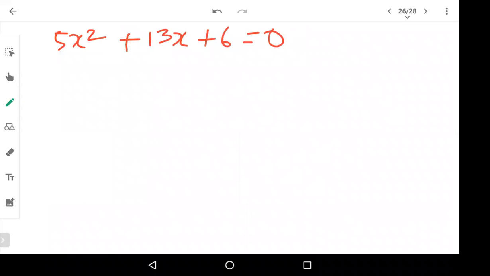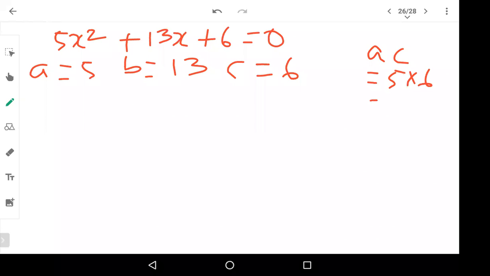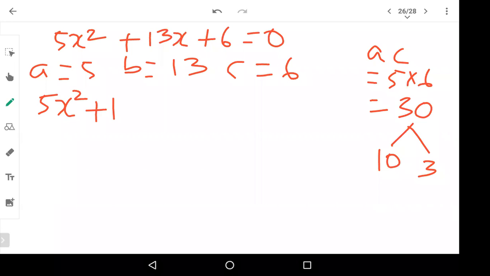Now 5 into 6. Okay, 6 5s are, so a into c I have to do, right? So a is equal to 5, b is equal to 13, c is equal to 6. So 5 into 6 is nothing but 30. Now what are the factors that I'm supposed to consider? I have to get 13. 10 threes are 30, and if I add both of them I get 13. Okay, good. So what will be the equation now? 5x square plus 10x plus 3x plus 6 is equal to 0.